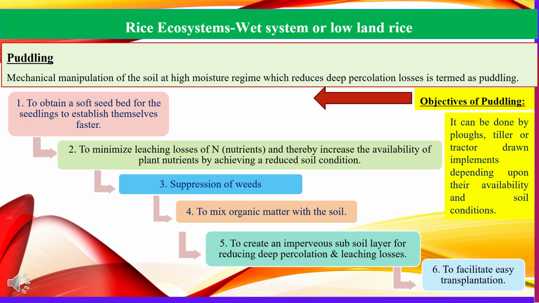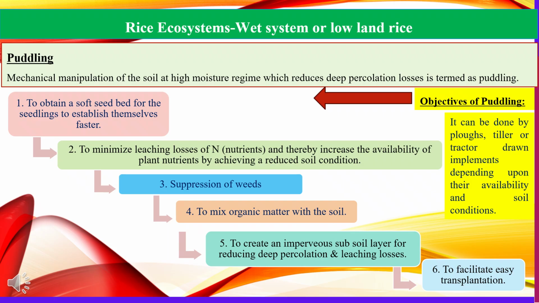Wet or lowland rice system, puddling. In the wet or lowland rice system, fields are kept flooded for most of the crop's life cycle, and puddling is a key land preparation practice. Puddling refers to the mechanical manipulation of soil under high moisture conditions to create a soft, muddy layer that minimizes water loss by reducing deep percolation. This is achieved by churning and compacting the soil while it is saturated.